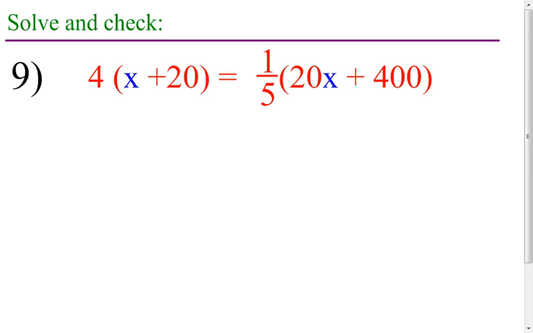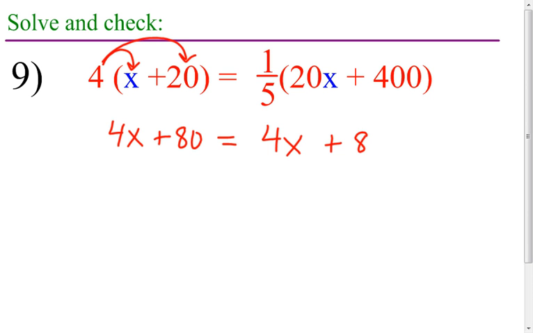So, we have 4 times x plus 20. So, here we go. 4 times x is 4x. 4 times 20 is 80. Okay, now on the right side, I know we have a fraction, but remember that multiplying by 1/5 is the same as dividing by 5. So if you think 20 divided by 5 would give you 4x, and 400 divided by 5 would give you 80. Okay, so now I want you to see that you have basically the same thing on both sides of the equation, but watch what happens.